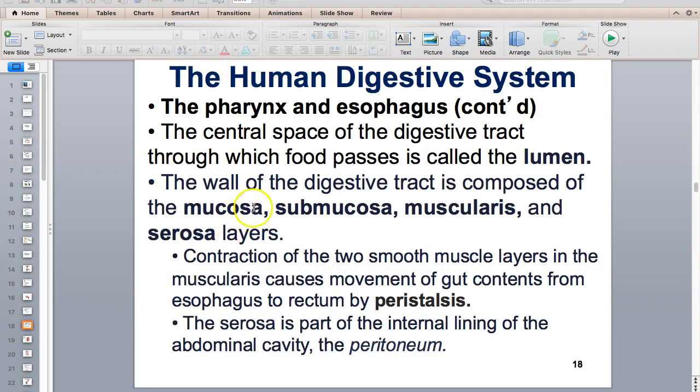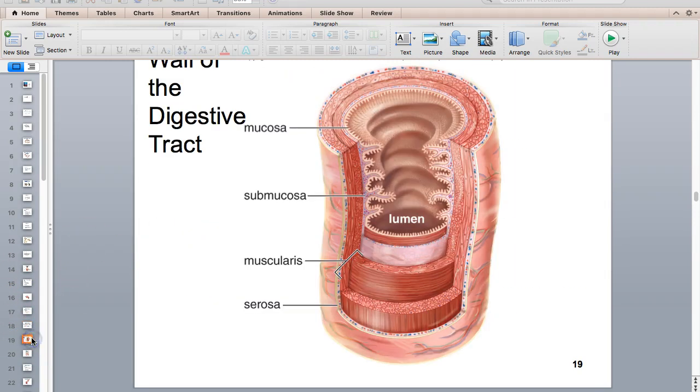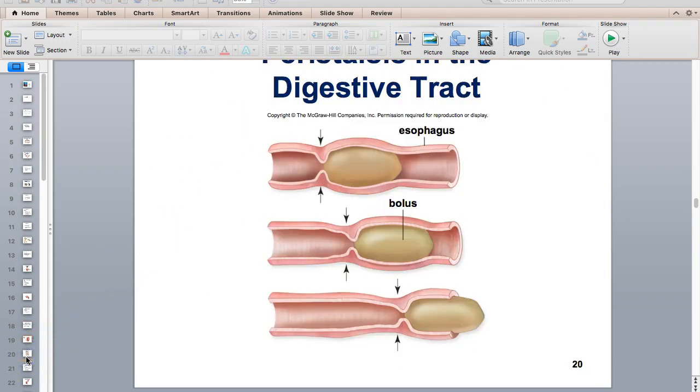Here's the wall again: mucosa, submucosa, muscularis, and serosa. That's going from innermost to outermost layers, the way they're listed there. This reiterates what I just told you about peristalsis and the movement of this bolus of food down the esophagus. This area will contract and push it down further, and then the next area will contract, which keeps pushing that food further and further along.